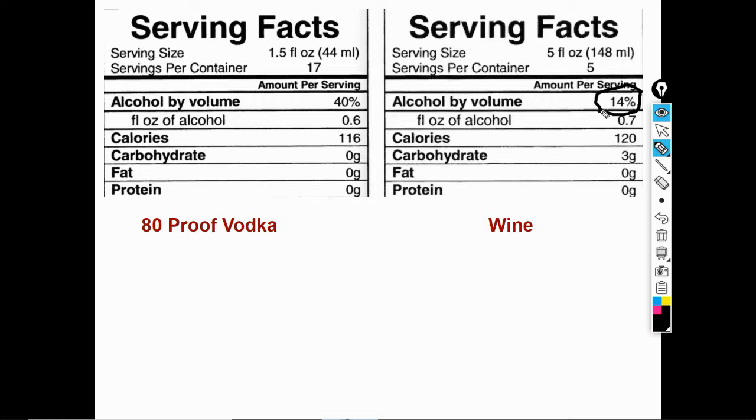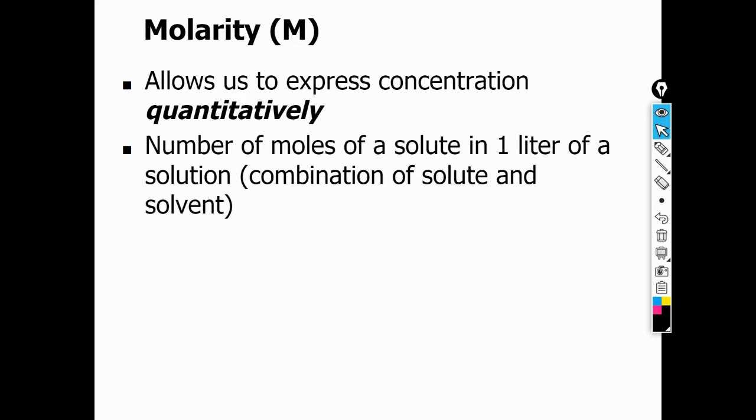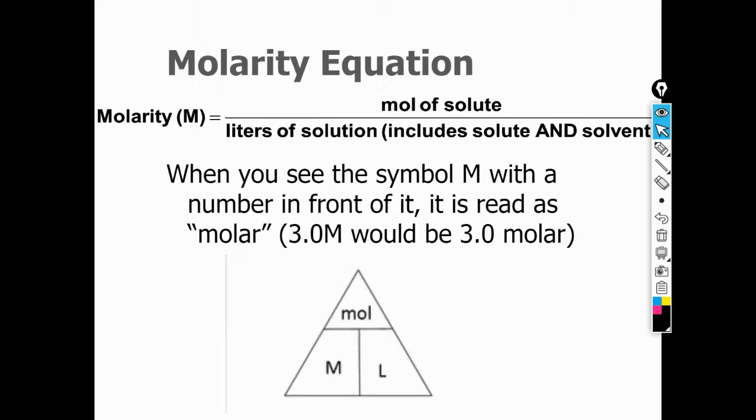We usually use percent in our everyday lives, but for chemistry, we use something that's a little easier to work with for us, and it's molarity. This allows us to express concentration quantitatively, meaning with numbers. So molarity is the number of moles of a solute in 1 liter of a solution. Remember, that's the solute and the solvent combined.